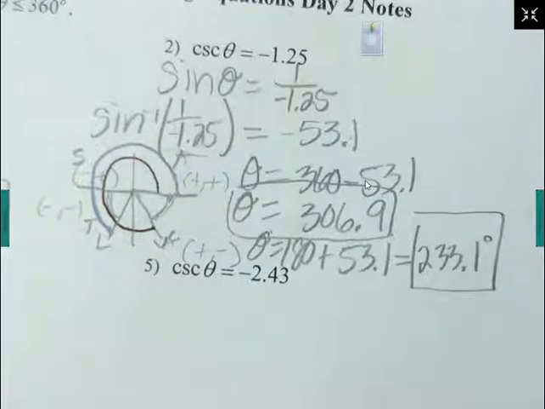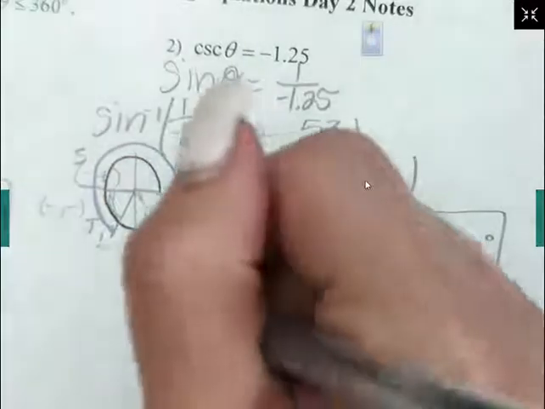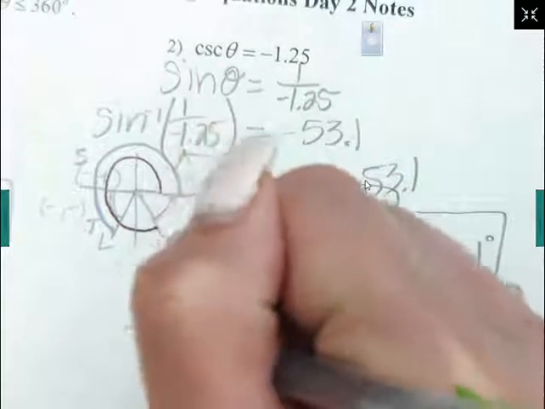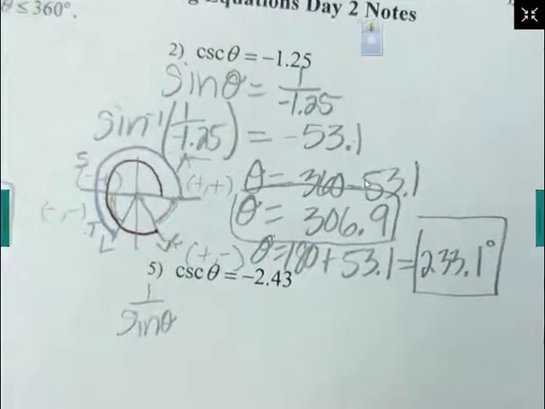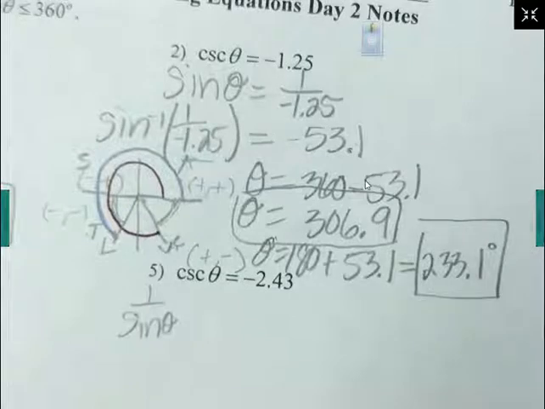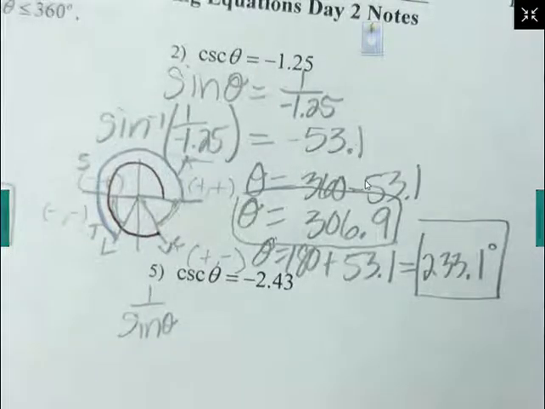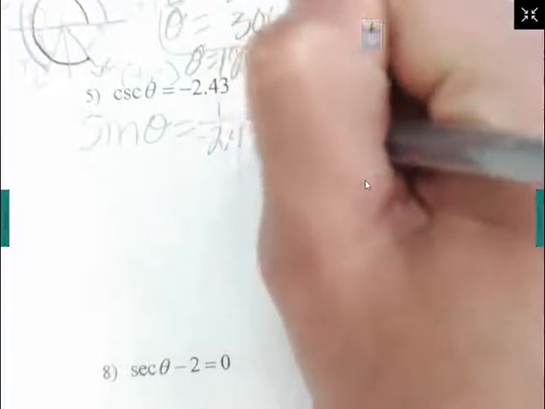Okay, we're going to do one more. Let's look at number 5. So this is 1 over the sine of theta. You want to do 6 instead? Sorry, the sine of theta is equal to 1 over negative 2.43. Okay, so sine inverse is equal to what?